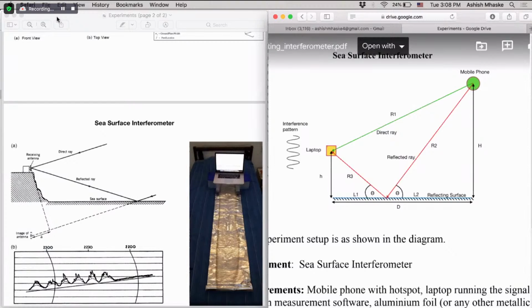So this is a poor man's sea surface interferometer simulation. That's mainly because, like the astronomical source, which will have the direct ray and the other ray before reflection parallel to each other, we do not have that luxury here.